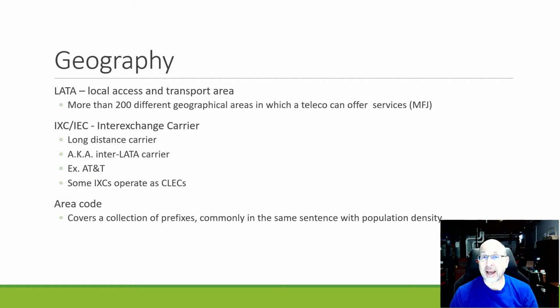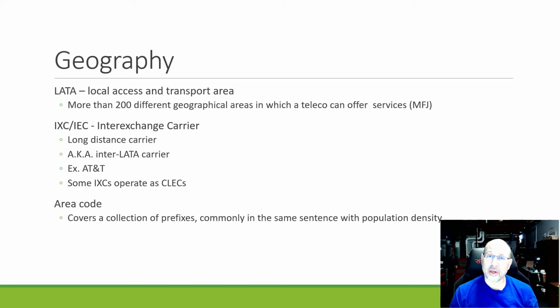Now, there are two flavors of local exchange carrier. One was the ILECs, the incumbents. They were there before the breakup of AT&T, and then there were the CLECs, or the competitive local exchange carriers, that came after.